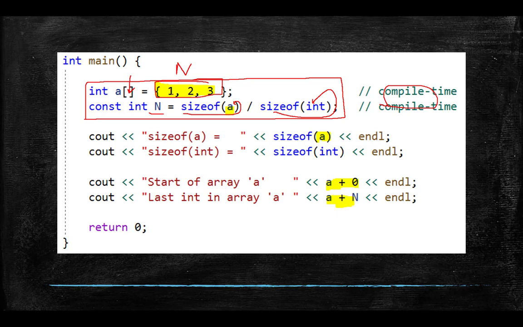You say, oh, 3 is an easy number, but what if I had 50 numbers in here and I lost count? First thing we'll do is we'll run the code and we'll ask it, what is the size of an array? This is test code. We'll ask it for the size of an integer. Then I'm going to ask it to print out the starting address. Recall, the starting address is just the name of an array.